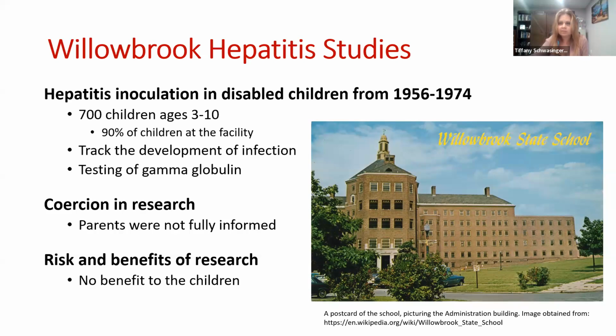The problem with this is it wasn't just the natural disease spread that was occurring. They actually inoculated these kids with hepatitis, meaning they put it in their cereal, fed it to them, and infected them. So 700 children ages 3 to 10, 90% of those kids in the facility had hepatitis through these experiments. And this is really where we started talking about coercion, because these parents were not informed of what was happening to their children.